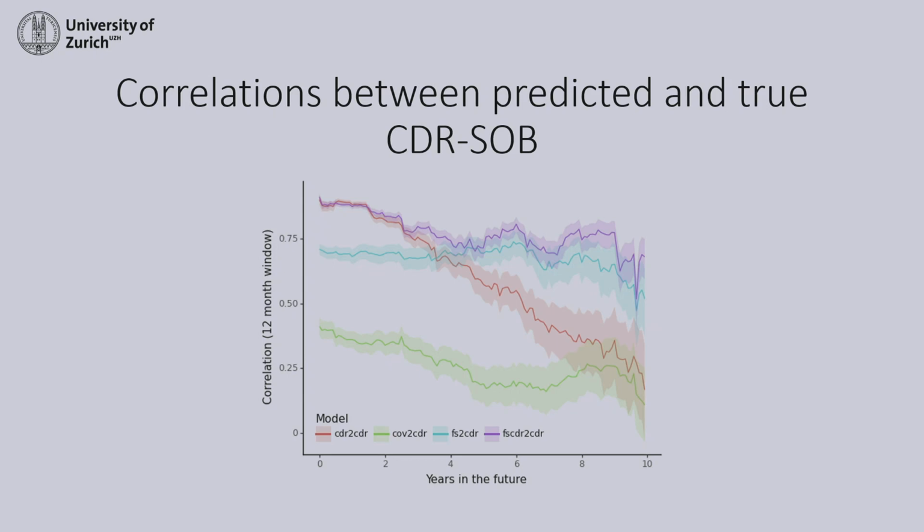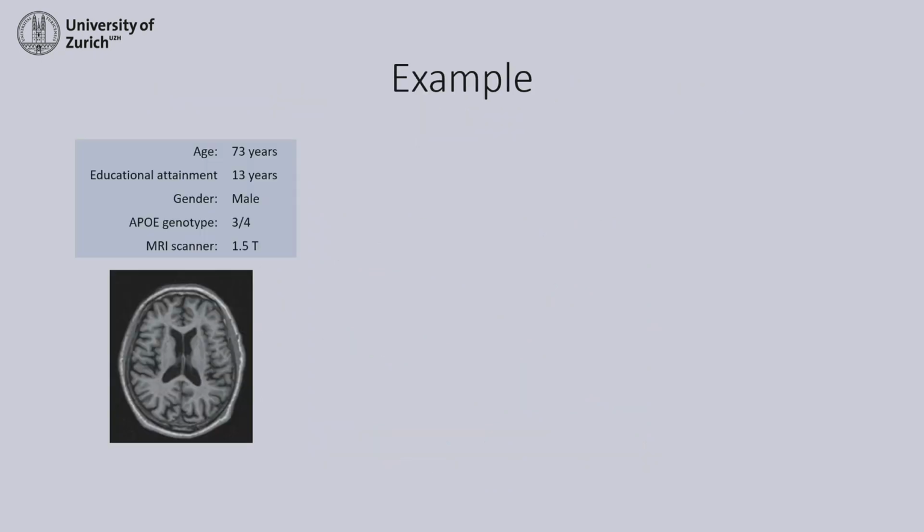And the purple one is the combination of the two domains, and we can see that it's actually the optimal all the way through, and that's what we would expect. So if you deploy your model, an example would look like this. We have the risk factors here for this subject, and you have their brain MRI.